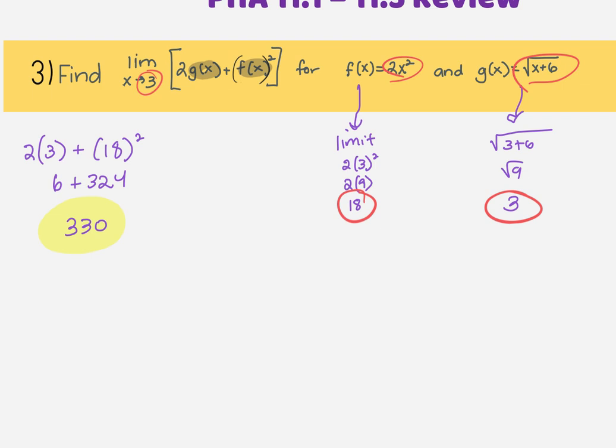So there are questions sometimes where it gives you the limit already, and you don't have to do that work. And then there's times when it doesn't give you the limit, and you have to find it, and then plug it in, and you get 330. So 2 times g plus f of x squared.